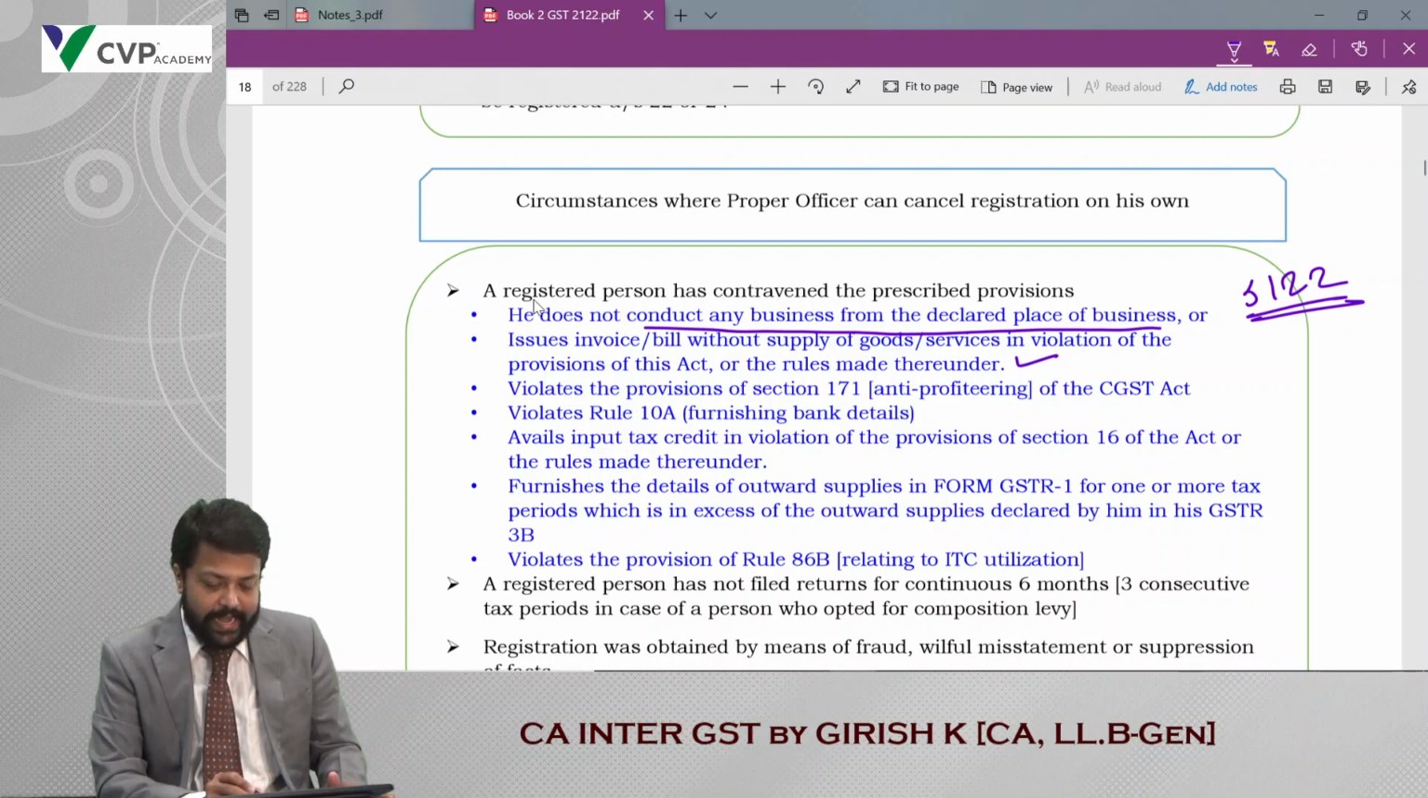Violates rule 10A, furnishing of the bank details. If bank details are not furnished after registration, they need to be updated, and that is not done. Avails input tax credit in violation of the provisions of section 16 of the Act or rules made. This is very, very serious now.